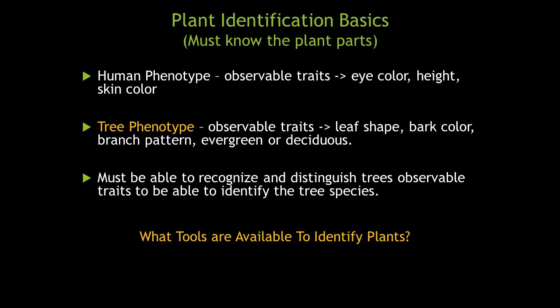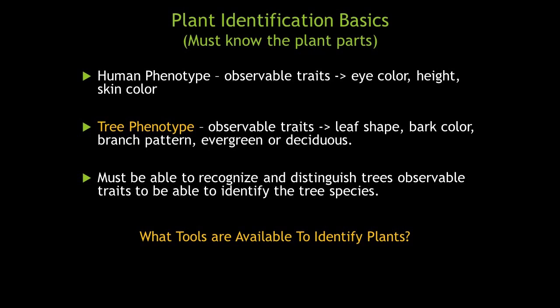Plant identification basics. You must be able to know the plant parts. You need to be able to observe their outward phenotype. That's the technical term. So for example, a human phenotype is your observable traits like your eye color, your height, your skin color, whether you're bald or not like me. But tree phenotype, you're talking the traits like the leaf shape, the bark color, the branch pattern.